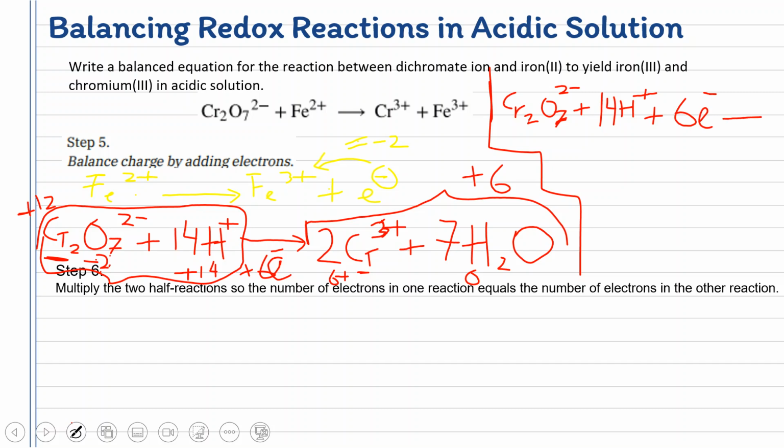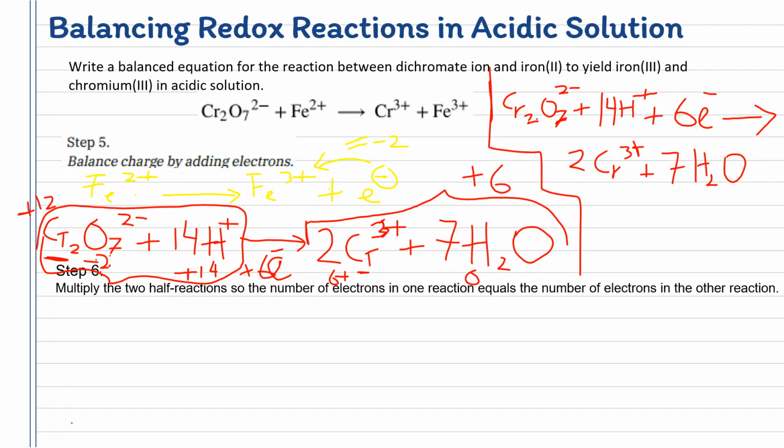Now let's bring our arrow here, and we're going to write the right hand side. I hope you're all following. So this is just for only the ones in red. Then our right hand side, we didn't add anything to the right hand side. So we're just going to have 2Cr3 plus, then plus 7H2O. So that's our final equation for the one in red. We just added 6 electrons to balance it out because this was plus 6, but this was plus 12. So we brought negative 6 electrons.